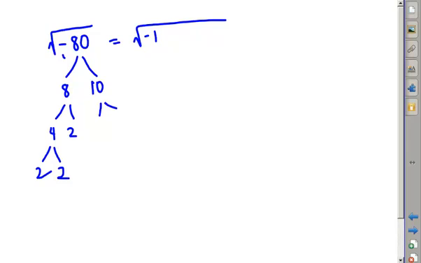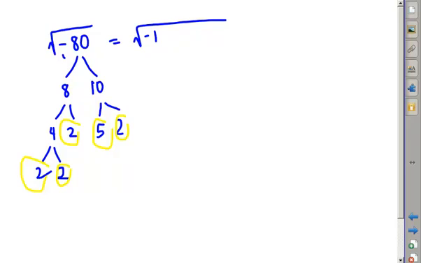All right, let's break apart the 10. 5 and 2. Okay, so I have 2, 2, 2, 5, 2. Double check. 2 times 2 is 4, times 2 is 8, times 2 is 16, times 5.